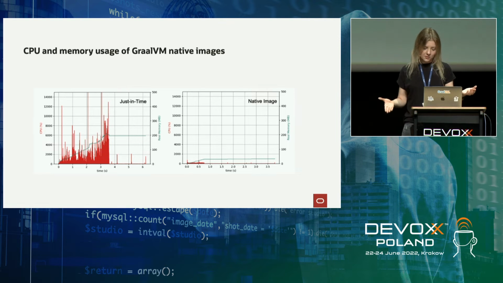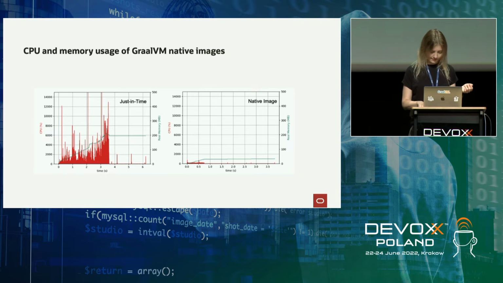Now, in the native image mode, you can see how much less the CPU is and also how much less memory we are using, because, again, it was compiled, it is ready to use, and it's just ready from get-go when you first started as a native application.